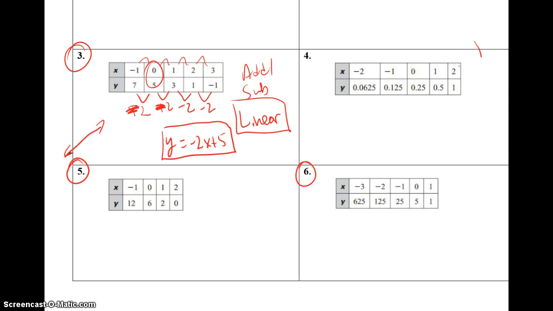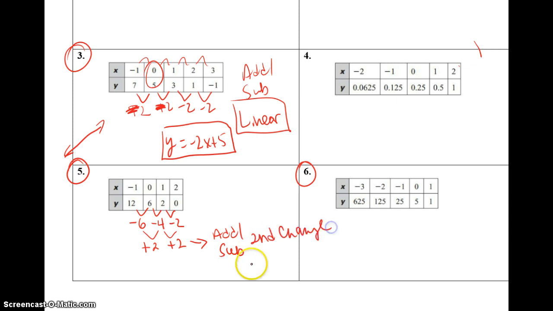If you look at number 5, this time the first set of points moves down 6, then it moves down 4, and then it moves down 2. So it's certainly not linear. But if we do that one more time, you can see on the second change, it's moving up 2 both times. If you get a consistent addition or subtraction on the second change, then that is a quadratic.